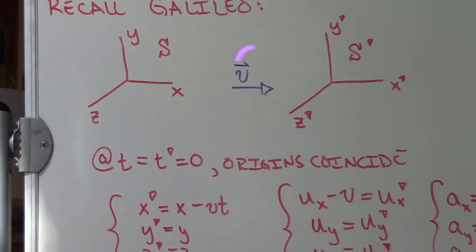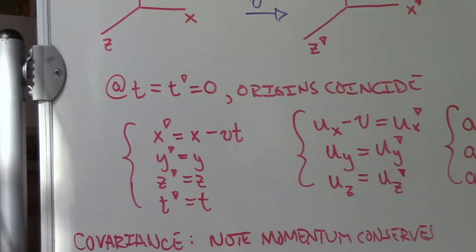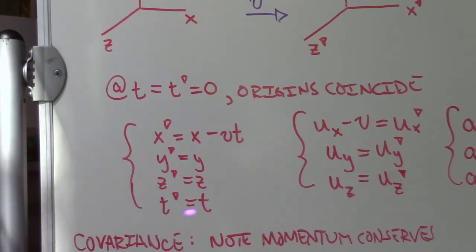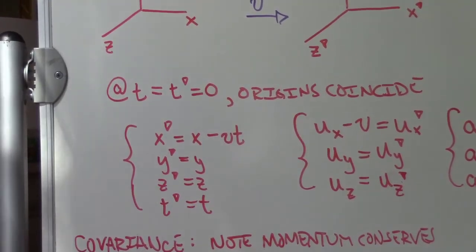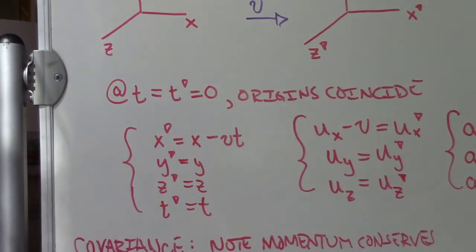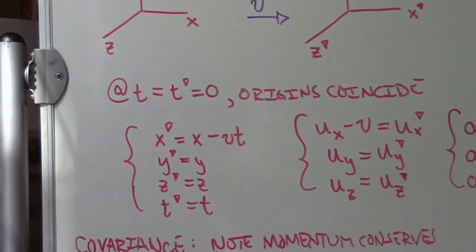Since the relative velocity of the two frames is purely chosen to be along x here, then y prime is y, z prime is z, and probably the one that you would have been certain of, t prime is t, right?